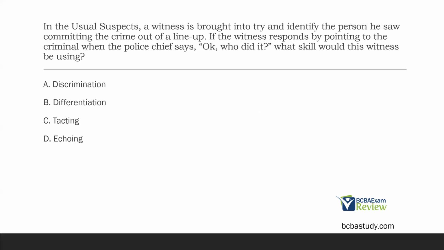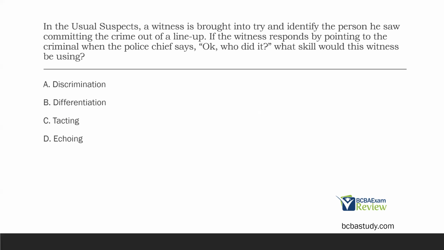Discrimination deals with the stimuli. We're telling the difference between stimuli. Differentiation, we are engaging in different responses. So discrimination is stimuli, differentiation is responses. Pointing to the criminal is the same response, but he needs to point to the right criminal, which involves discriminating between stimuli. Now, what about tacting?